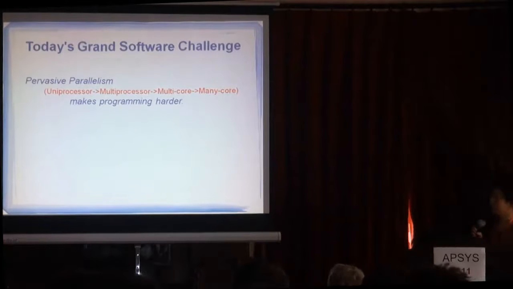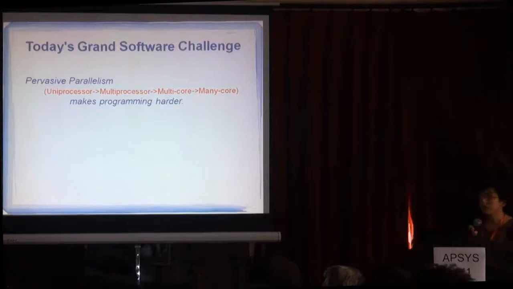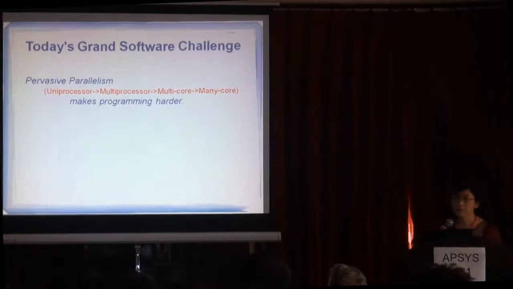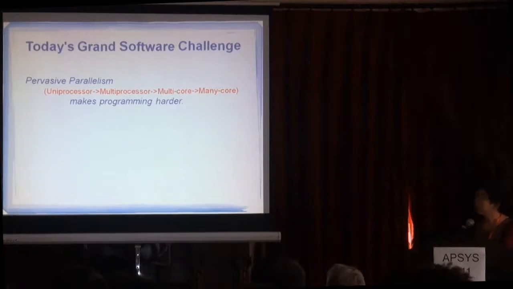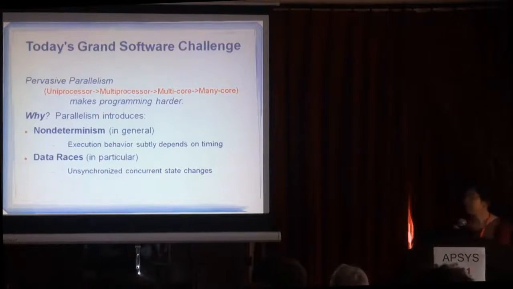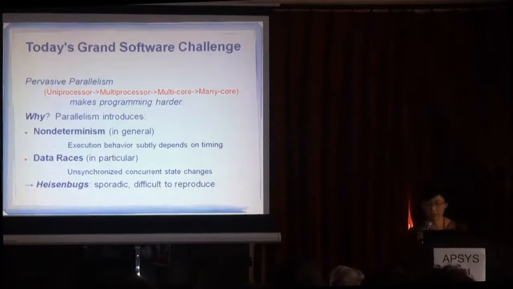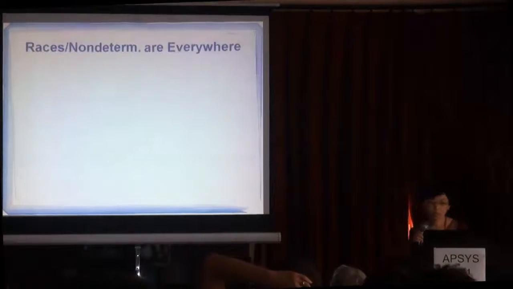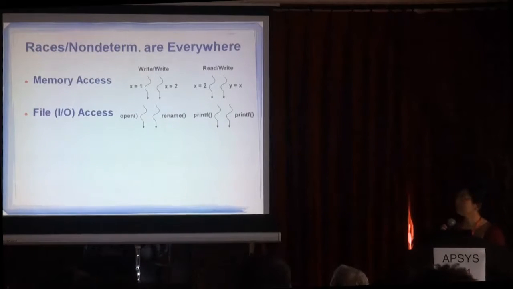As we know, with the hardware industry shifting to multicore and manycore processors, pervasive parallelism is making programming harder, because parallelism introduces non-determinism and data races. All these invite heisenbugs, which are sporadic and difficult to reproduce. Here are some examples showing that data races and non-determinism are everywhere.